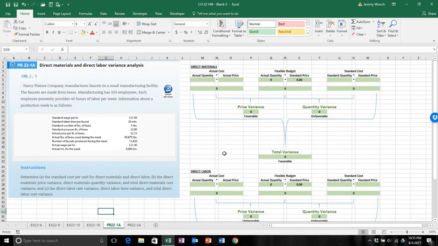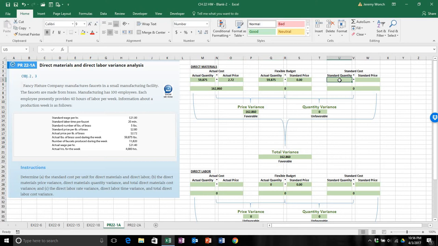Alright, so let's start this off with the direct materials and the actuals. And so it tells us that the actual quantity of brass used is 59,875, and it tells us that the actual cost was $272.